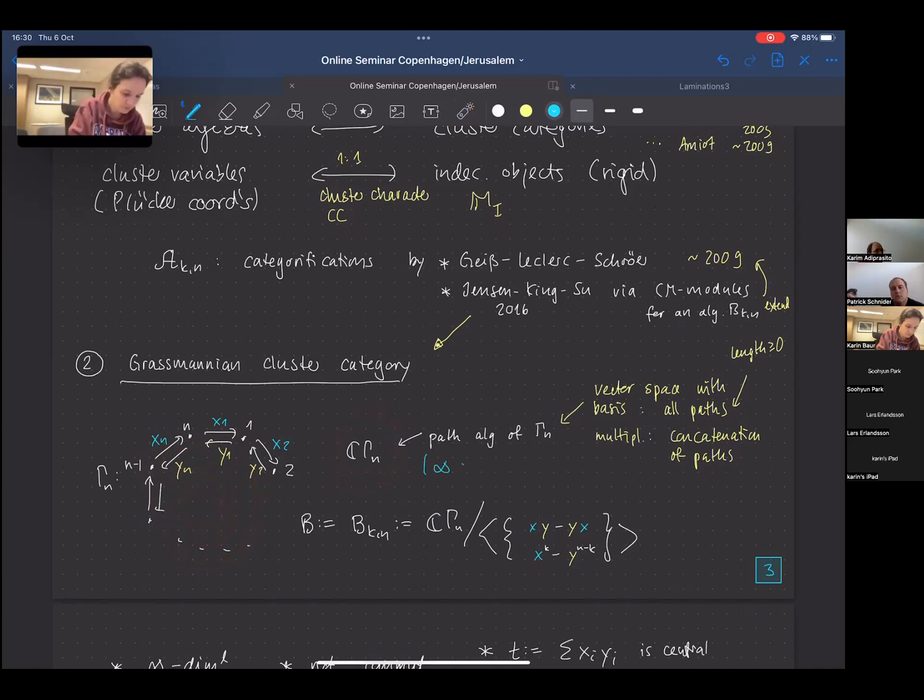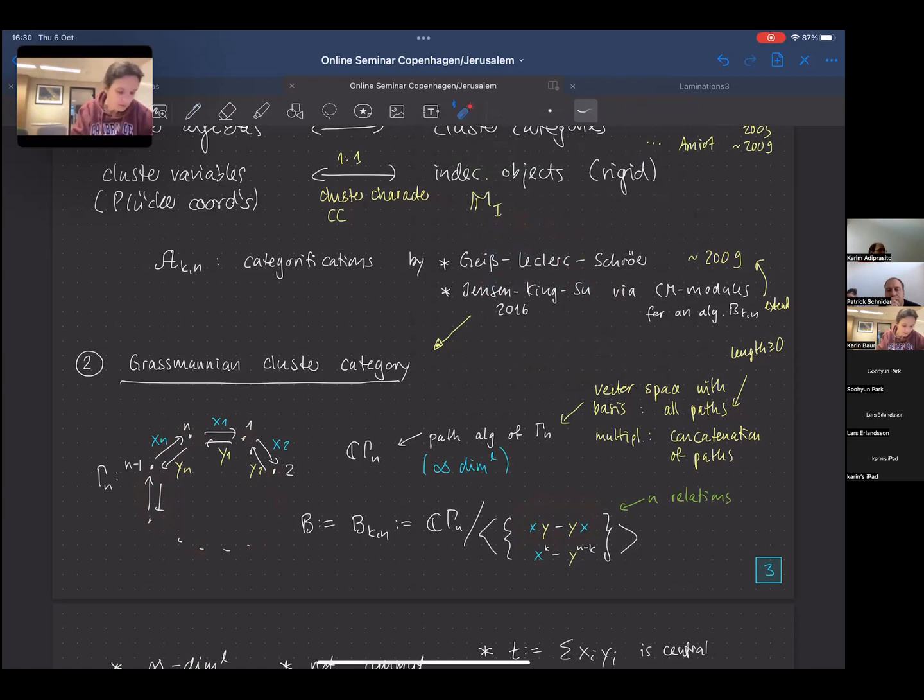And we make it a little bit simpler by imposing relations. So we want that at every vertex, when we first do an x and then a y, it should be the same as doing a y and then an x. So these are n relations, so that these short cycles commute.